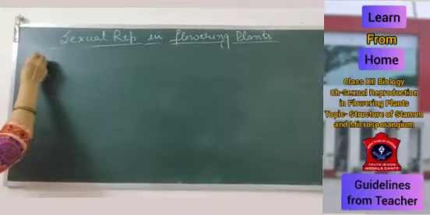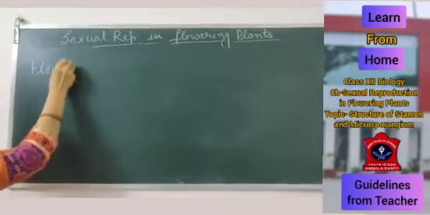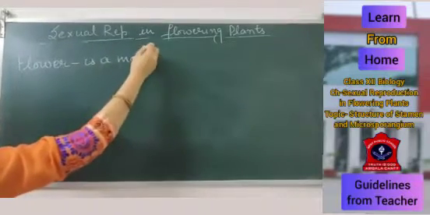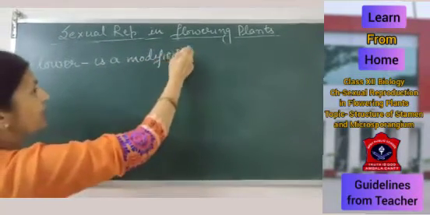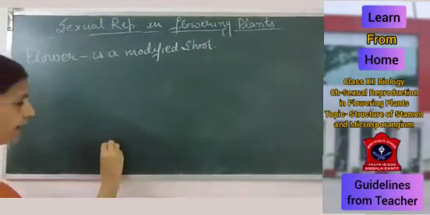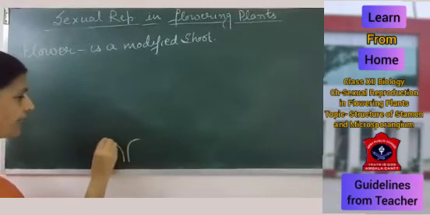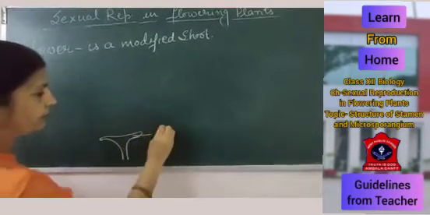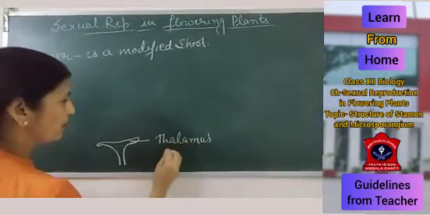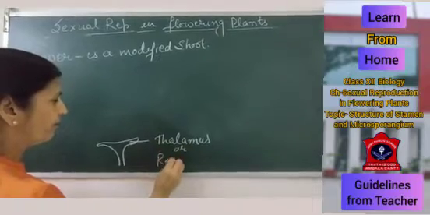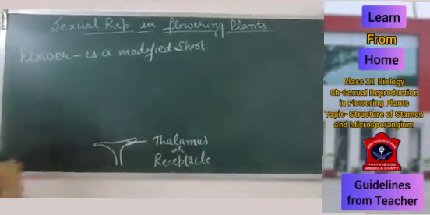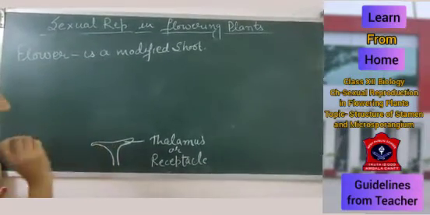First, what is a flower? Flower is a modified shoot, where the shoot becomes flattened, and this flattened part is known as thalamus, or it is also known as receptacle. All the whorls of the flower are present on this thalamus.